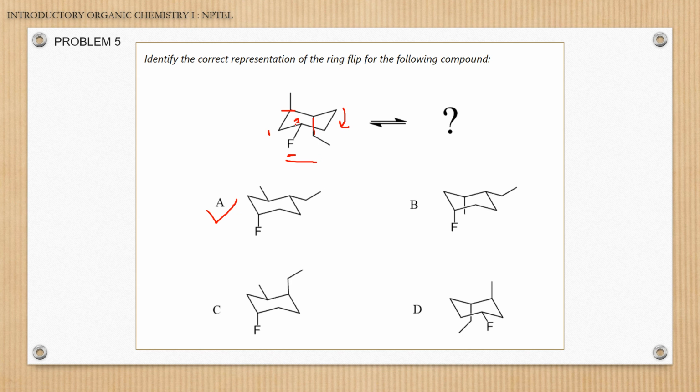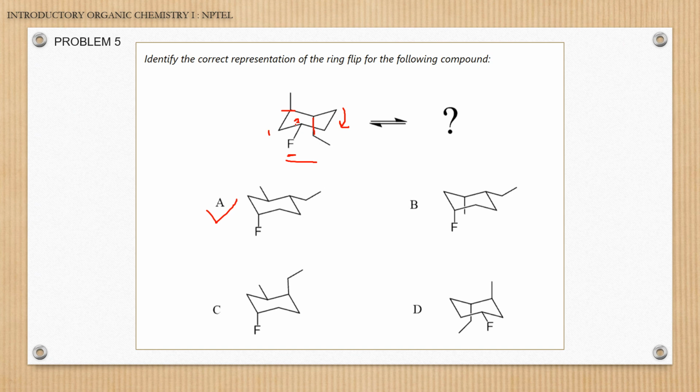Fine. Is it clear to all of you why these substituents are flipping in this manner? All of you understood the concept of ring flip? Okay. Any doubts, please ask me.